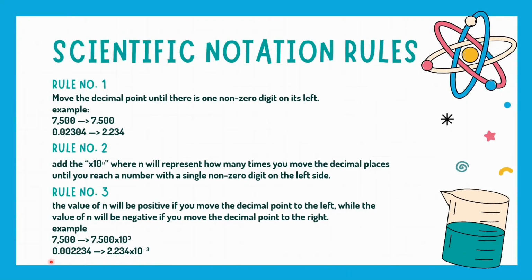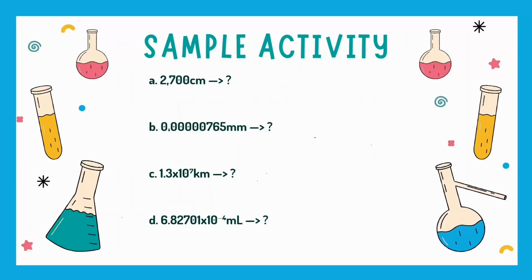Okay, for 0.002234, we will be starting from the decimal point, moving from left to right. So 1, 2, 3. We also move 3 decimal places, so it gives us 2.234 times 10 raised to negative 3 since we moved the decimal point to the right.